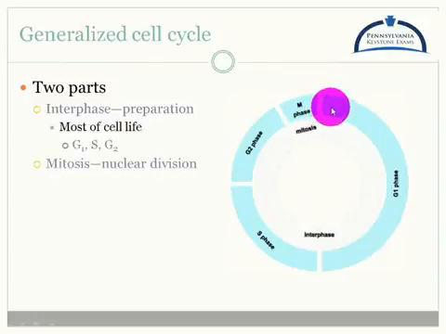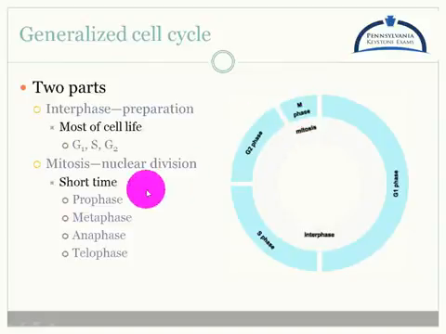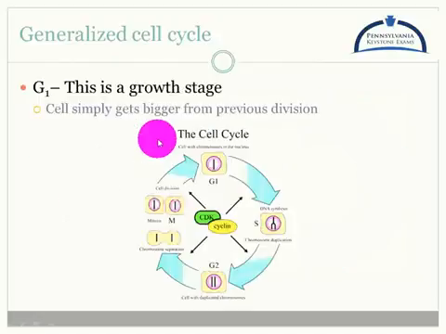We take interphase and we break it into three parts. We have a G1 piece, an S piece, and a G2 piece. And then our mitosis piece, or this M phase, we split into four parts. We have a prophase, a metaphase, an anaphase, and a telophase. And we're going to talk about all these in a little more detail. So the first part of interphase is called G1. And I remember this as G means growth, you're just growing.